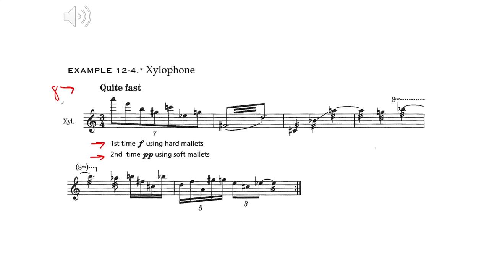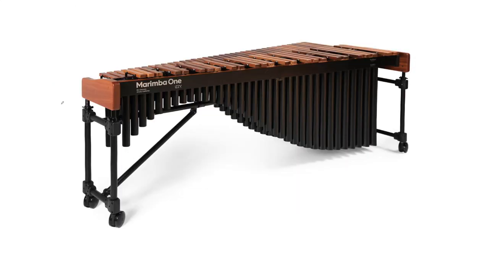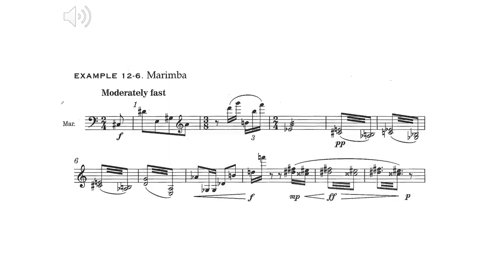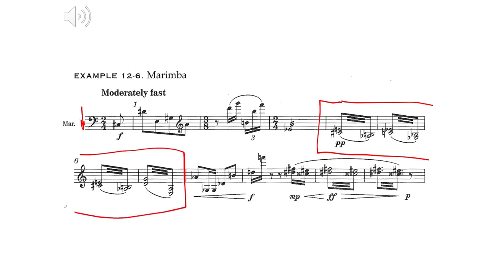Xylophone is played by mallets, and mallets can be hard, soft, or medium. And this is marimba. It is similar to xylophone, but it is larger and the sound is not as hard as the one of the xylophone. It sounds as written, and it can also go lower, much lower than the xylophone. Let's hear this example. Probably you heard, especially those passages, those tremolos in the low register sound excellent in this instrument.